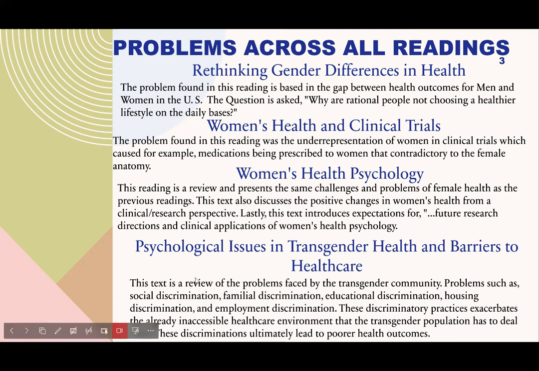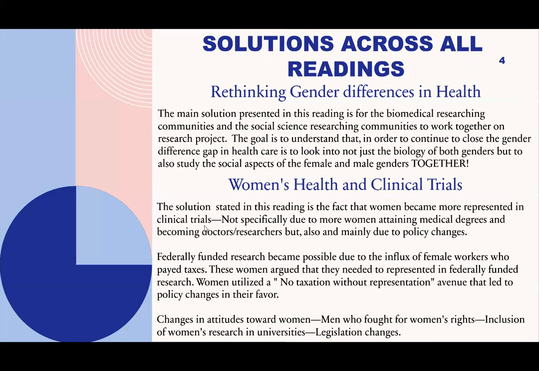So, in talking about the solutions to these problems, we are going to get into that now. So the solution to the problem that I talked about in Rethinking Gender Differences in Health, the main solution presented in this reading is for the biomedical researching communities and the social science researching communities to work together to research the project, because they're saying that it's not just the fact that women have different anatomical differences to men. They're saying that there's also systematic situations in the livelihood of a woman versus a man throughout the decades, especially before the 90s, that led to gaps in women's health versus men's health.